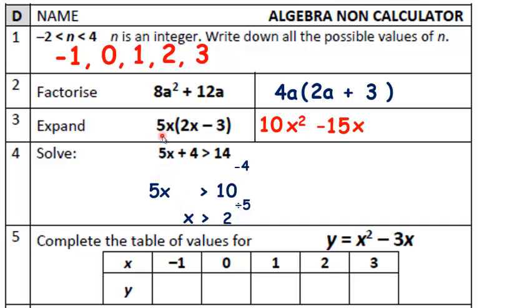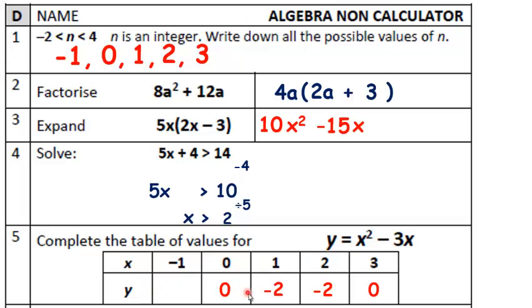Looking at question 5, we need to substitute the values 3, 2, 1, 0, and -1 into this expression. So 3 squared is 9, take away 3 times 3 is 9, so 9 take away 9 is 0. 2 squared is 4, take away 3 times 2 is 6, so 4 take away 6 is -2. If I put 1 in there, 1 squared is 1, take away 3 times 1 is 3, so 1 take away 3 is -2. If I put 0 in there, 0 squared is 0, 3 times 0 is 0, 0 take away 0 is 0.